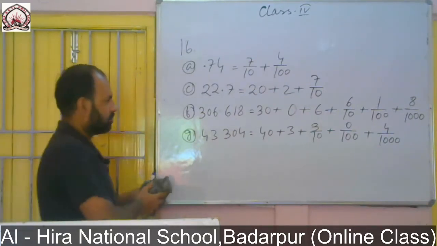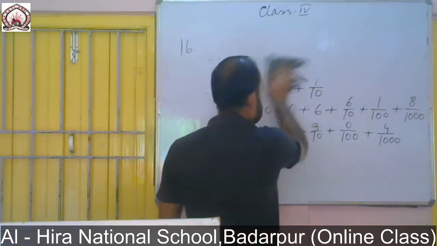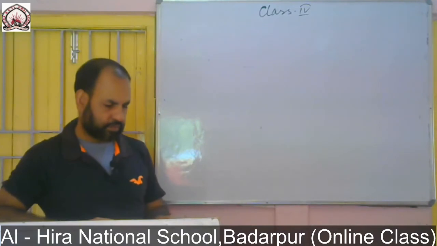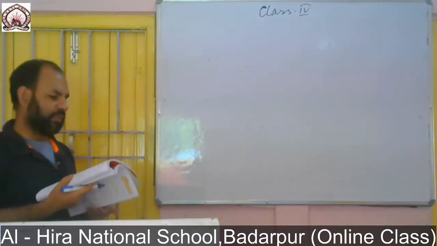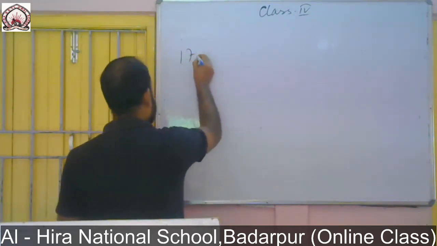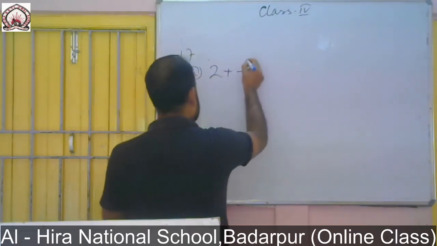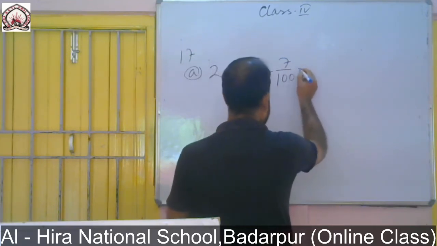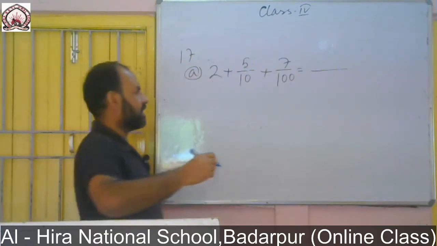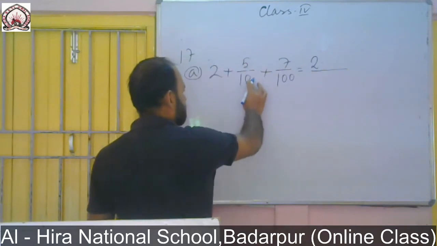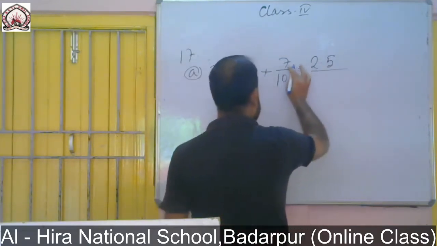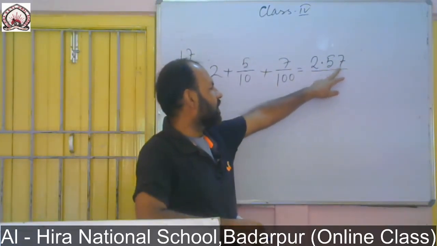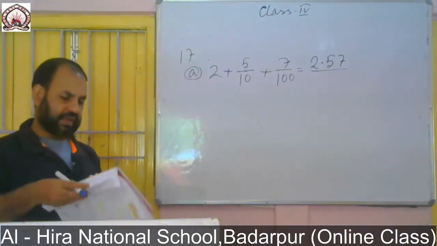Next, question number 17. Fill in the short form. Here the long form is given. We write it in short form. Question number 17 A. 2 plus 5 by 10 plus 7 by 100 equals this. So here we get 2. 2 is the integral part, that means it is before the point, 2 point. Here 5 is in the tenth place, 5 tenths, and 7 is in the hundredth place. So the short form is 2.57.